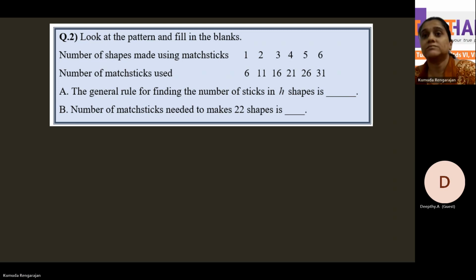Yeah, darling. Yeah, what's the rule? Over here. Yeah, rule, general rule, yes.